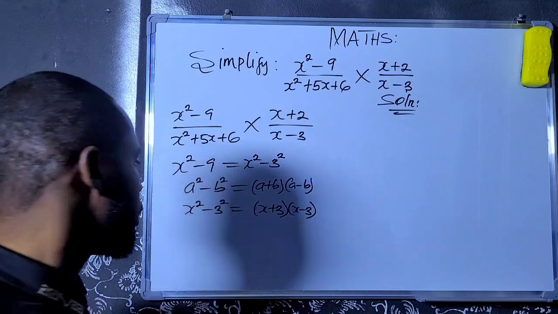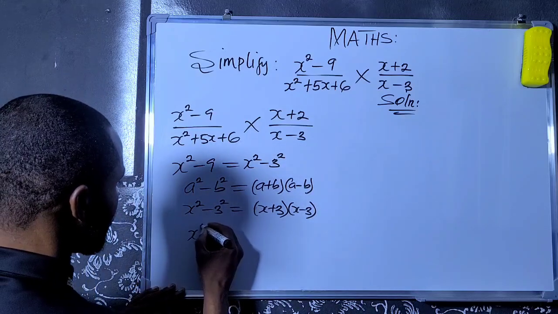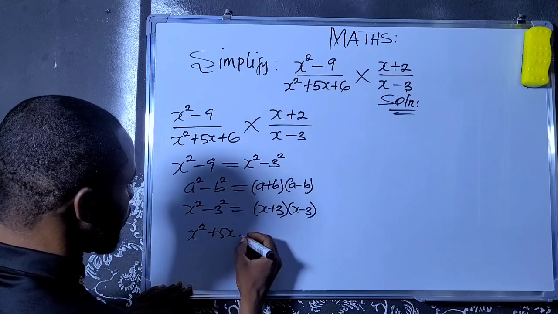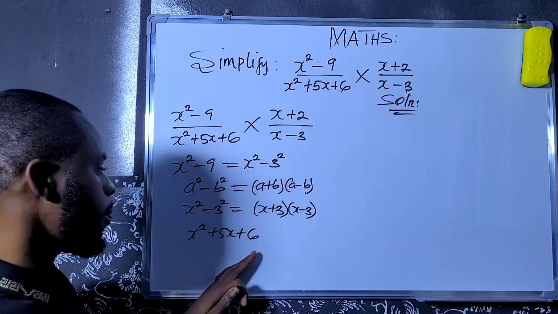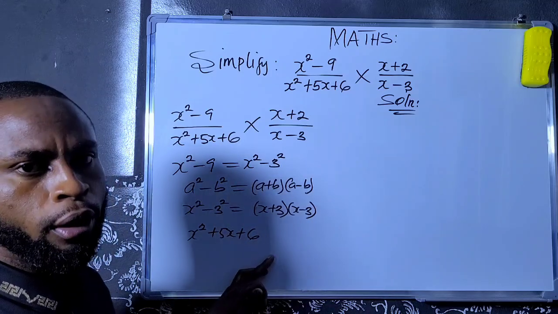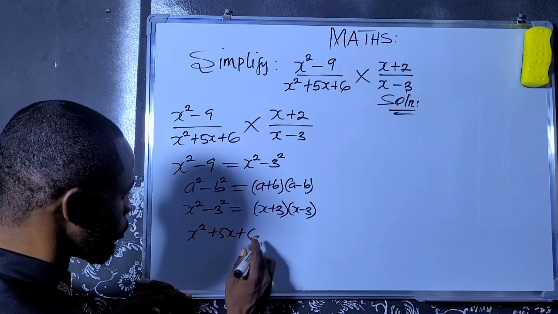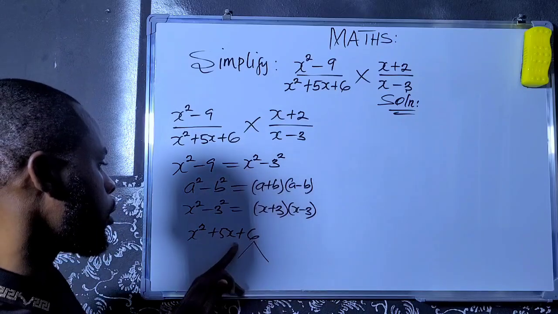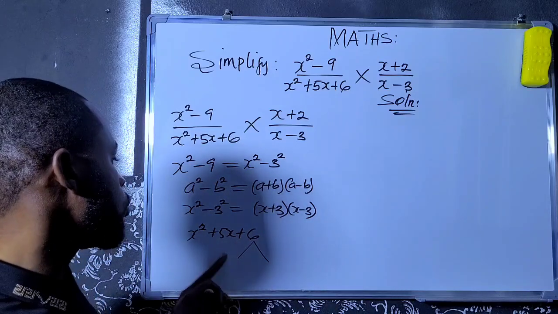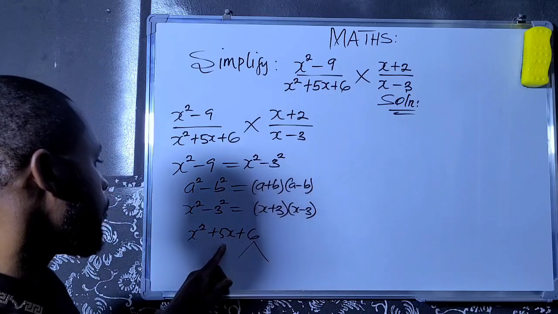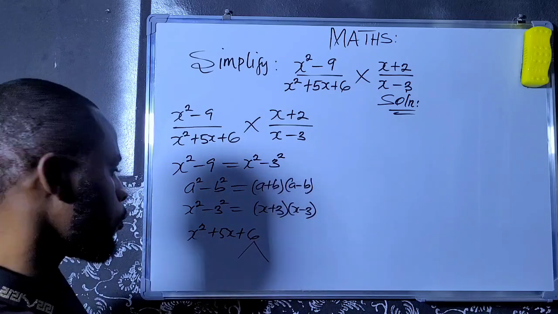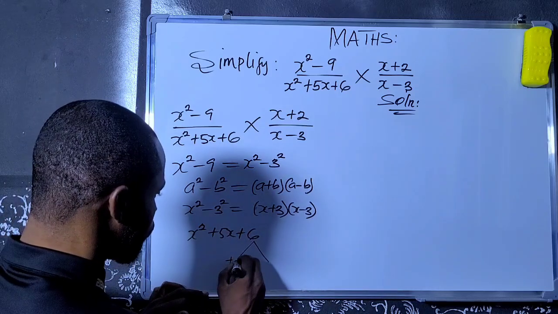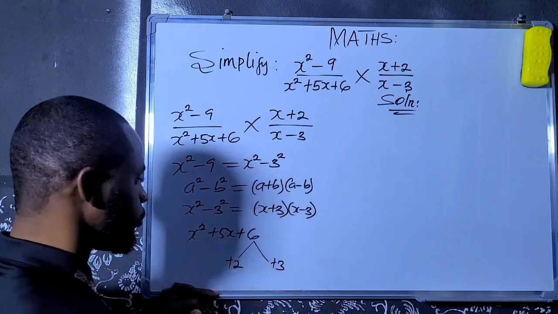Then in the denominator, we have x to the power of 2 plus 5x plus 6. Down here, we are going to apply factorization. Just come directly to this constant 6. Look for two possible factors of 6 such that when you multiply, you have plus 6, and when you add these two same factors, you have plus 5, which is the coefficient of x. And these factors are plus 2 and plus 3.